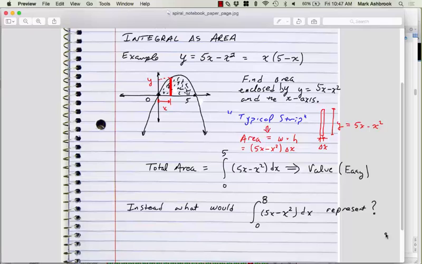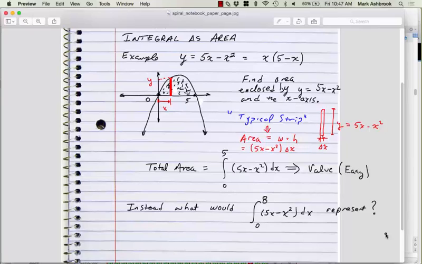Okay. It wouldn't tell us much. The sum of the strips. This is basically what it said. The sum of the strips from 0 to 8. Okay, the sum of the strips. The strip is an object. The sum of, what about the strips? The area of one strip is equivalent to 5x minus x squared times dx. Okay. So the sum goes from 0 to 8.